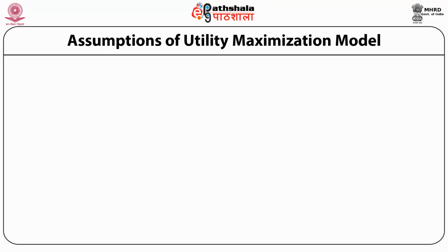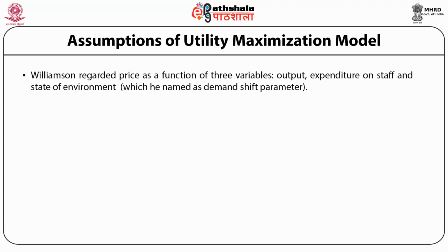The third assumption is that Williamson regarded the price as a function of three variables, which were output, expenditure on staff, and state of environment, which he named the demand shift parameter. Therefore, price is a function of X, S, and E, which were output, expenditure on staff, and state of environment.